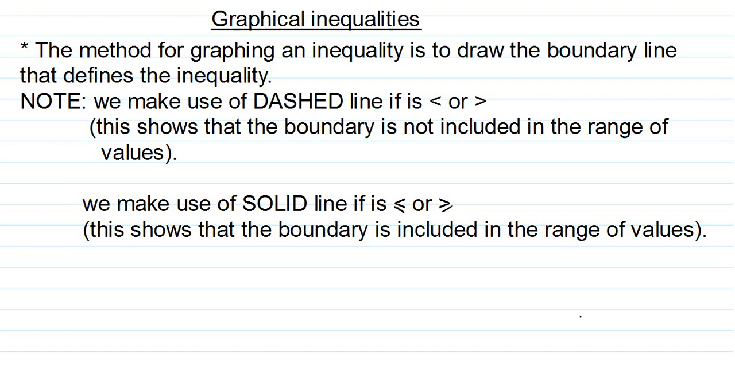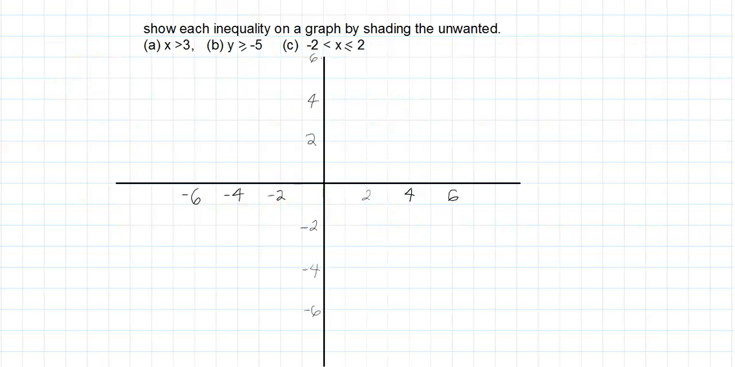So let's look at this question. From here, we are told to solve each inequality on a graph by shading the unwanted. You note we are shading the unwanted. The first one, A, says x is greater than 3.